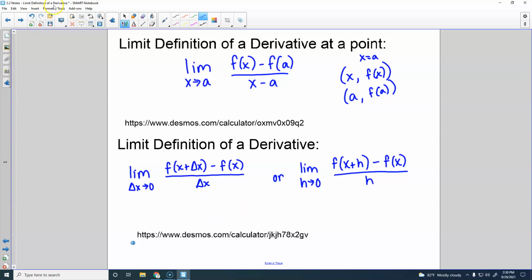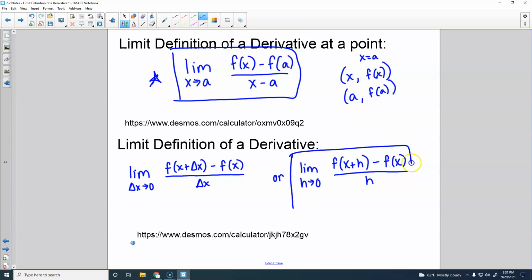Alright, so let's do a problem. So just like this was something that you need to have memorized, this is also something you need to have memorized. With the h or the delta x, it doesn't matter.